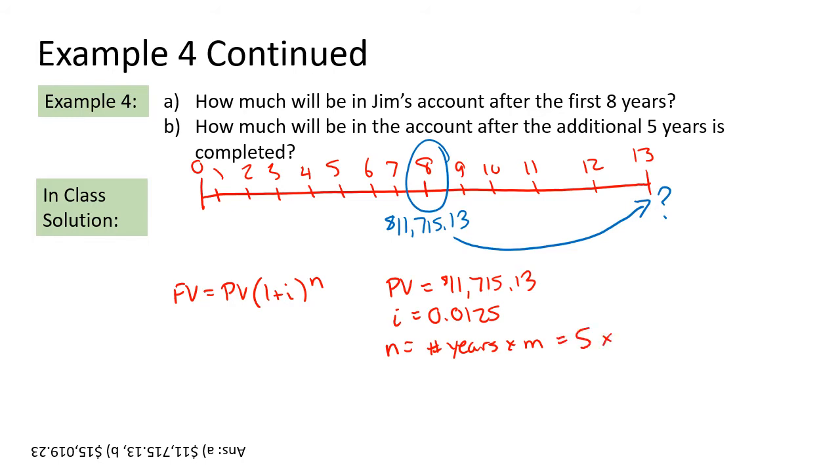And remember, in the question, interest was compounded quarterly. So this is 4, so that gives you a value of 20. So now we can simply substitute all these values in. So our future value is equal to $11,715.13 times 1 plus 0.0125, the periodic interest rate, to the exponent 20.